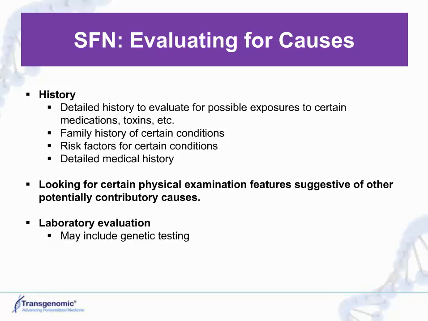Ways to evaluate for potential causes of small fiber neuropathy include a careful, detailed history, including evaluation for possible exposures to certain medications or toxins, a family history of certain conditions, risk factors for certain conditions, and a detailed medical history. Looking for certain physical examination features suggestive of other potential contributory causes is also important. Laboratory evaluation is important, and it may include genetic testing, such as for the gene for the sodium channel mutations that we previously discussed.